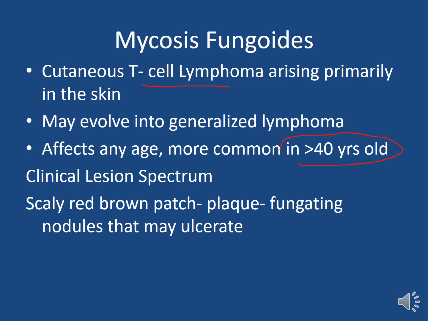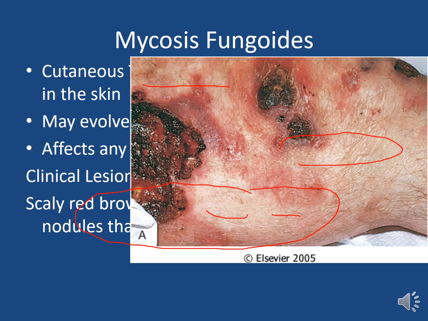So you will be able to see non-uniform lesions in the skin in mycosis fungoides. It may present with scaly red-brown patches, or some patients may present with plaques, or some patients may form fungating nodules that will eventually become ulcerated, or a combination of all these lesions may be seen in a single patient. So this is a severe form of mycosis fungoides where the nodules are already ulcerated.